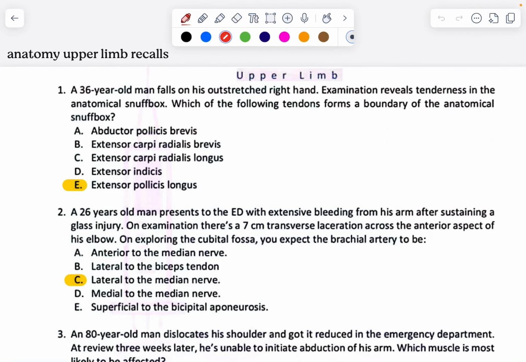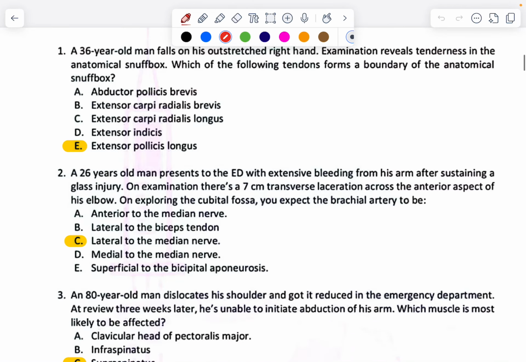So I am solving the upper limb questions. A 36-year-old male falls on an outstretched hand, with tenderness in the anatomical snuffbox. So always remember the anatomical snuffbox, the lateral boundary. They ask the question, it is extensor pollicis longus.